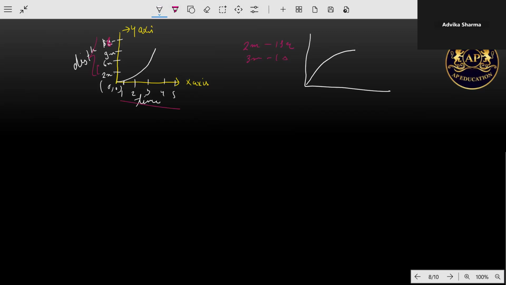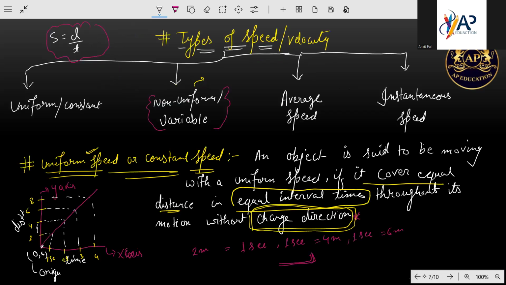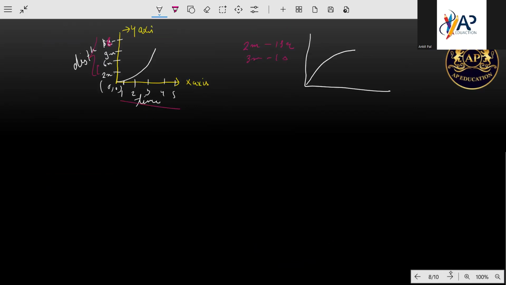Okay, so like an exponential graph, like the first one, right? Yes, I will explain the graphs later, at the end. Is there any doubt regarding uniform or non-uniform? No. Very good. Now we discuss average speed.